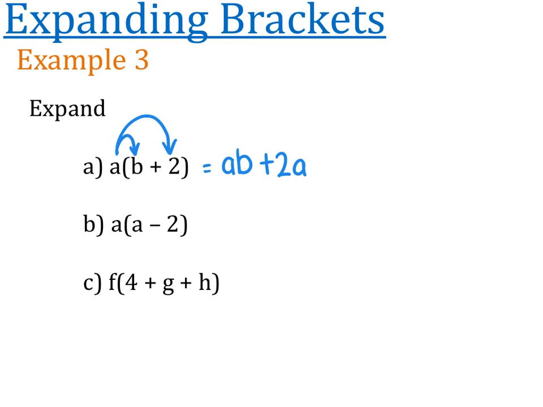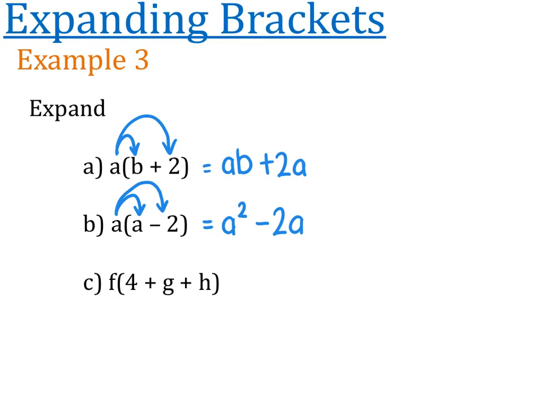For question B, we've got a times by a, and that gives us a squared. We did index laws back in March, so if you've forgotten about those ones, you can go check that out, but otherwise you can just trust me on that one. We've also got a times by minus 2, which is minus 2a. And again, we can't simplify that because one term is a squared and one term is just an a.